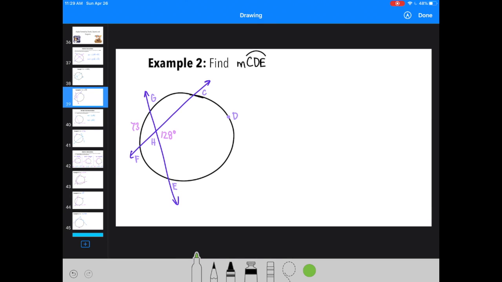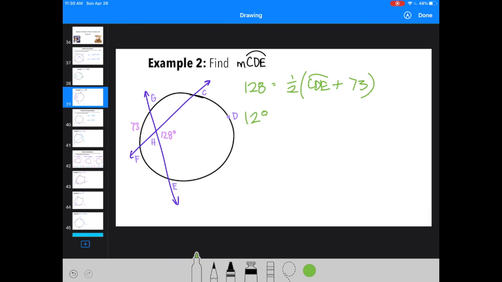Okay, let's do another example. Let's say we're not given the arc measures and we're given our angle. Here I'm wanting to find the arc measure of CDE. Well, I know 128, that angle measure, is going to be equal to 1/2 of arc CDE plus 73, that arc that's right across from it.